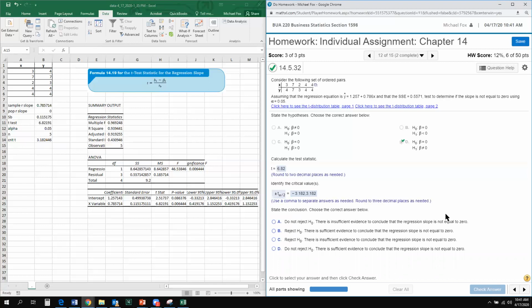All right, now we're supposed to state our conclusion. Our test statistic was a positive 6.82. That's way to the right of our mean on our t distribution. It's way past the critical t, which means what? Remember that our null hypothesis was that beta equals 0. If that were true, then our test statistic would be no further away from that mean than the critical t. But it's way outside of that, meaning it's very unlikely that our null hypothesis is true. So we're going to reject the null hypothesis and say that there is sufficient evidence to conclude that the regression slope is not equal to 0.